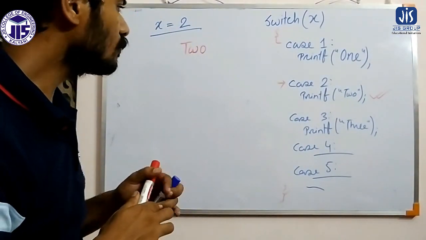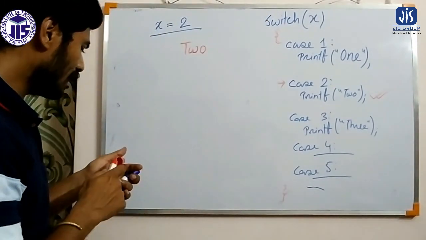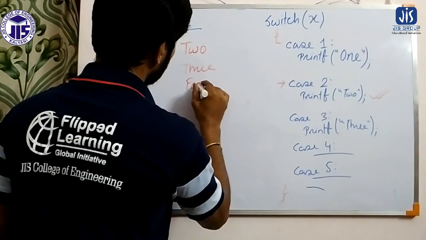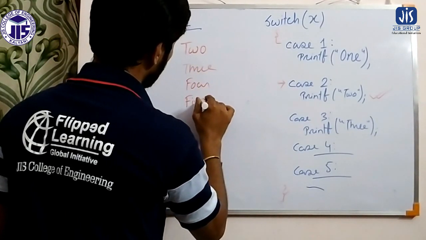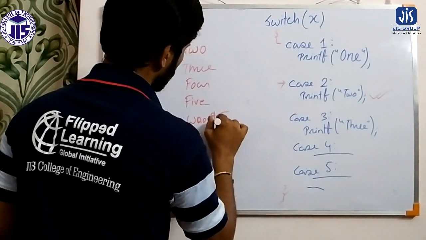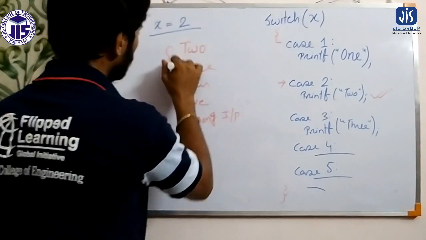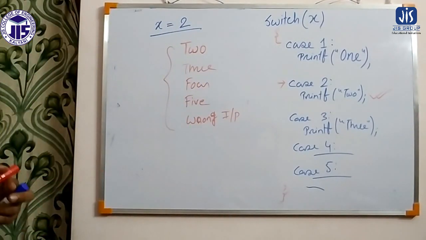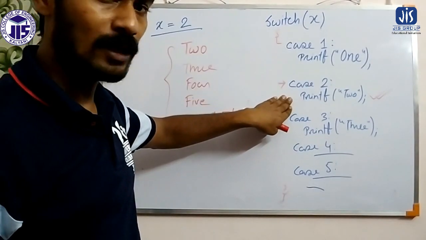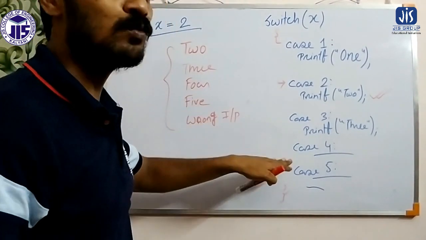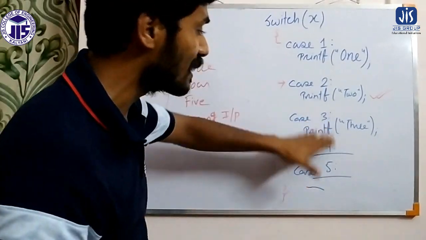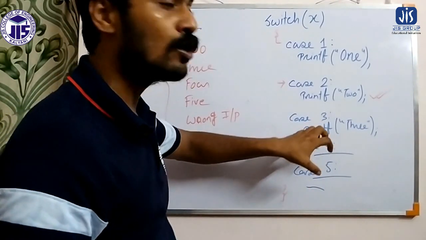But what will happen if we execute the program? We will get 2, then we will get 3, 4, 5, so all this output we will get. That means basically what will happen? It will execute case 2, then case 3, case 4, case 5 and default case. All the other cases will also get executed. That means all the following cases also will get executed.